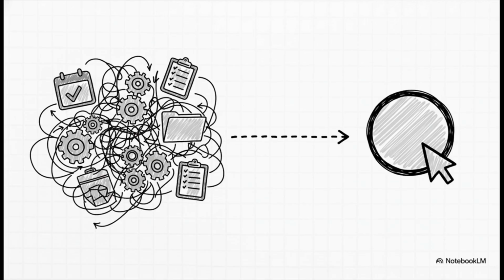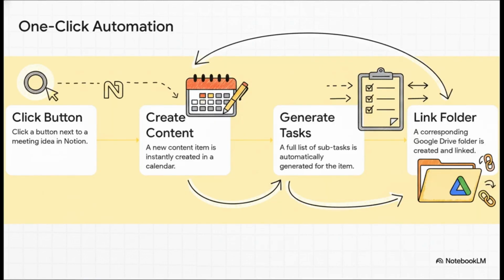Just imagine taking that whole chain of tedious, repetitive tasks, you know, creating a folder, generating a bunch of subtasks, updating a calendar, and boiling it all down to a single, satisfying button press. And listen, this isn't some fantasy. This is a real automation. One click of a button in Notion and boom, a new calendar entry is created. Bam, a whole checklist of subtasks just appears. And poof, a brand new Google Drive folder is made and linked right back. All of that happens without you ever having to switch tabs or copy and paste a single thing.